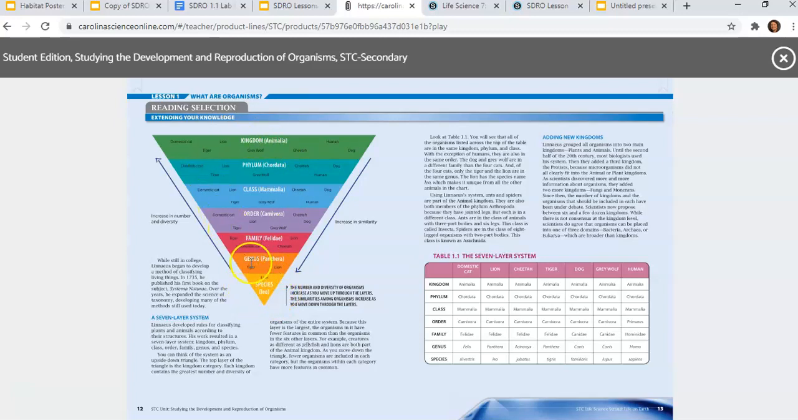So that's why this chart right here is very important. As you're reading, pay attention to that chart. And then on this page, here's another very important chart that I want you to pay attention to. In each of these 7 classification levels, the kingdom, phylum, class, order, family, genus, and species levels, scientists have identified and come up with scientific names for these organisms.